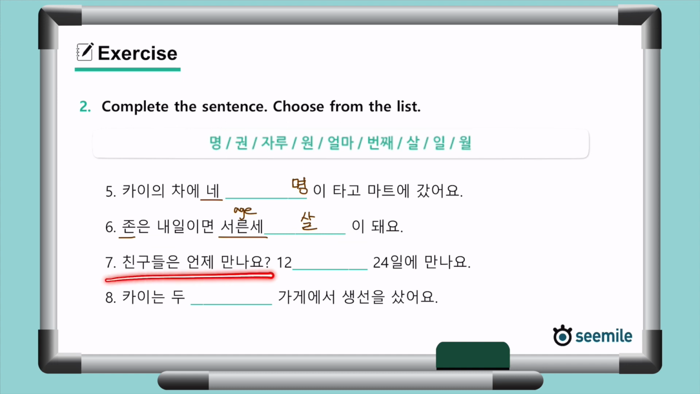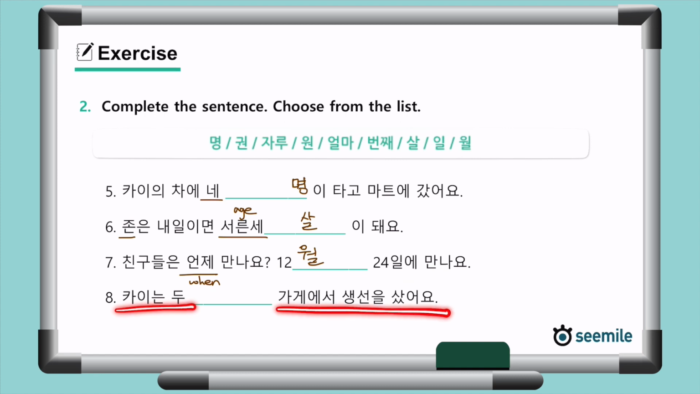Number 7. 친구들은 언제 만나요? 12월 24일에 만나요. The speaker is asking when the listener is meeting his or her friends, so the answer should be about the date. 12월 24일. December 24th. 12월 24일에 만나요.